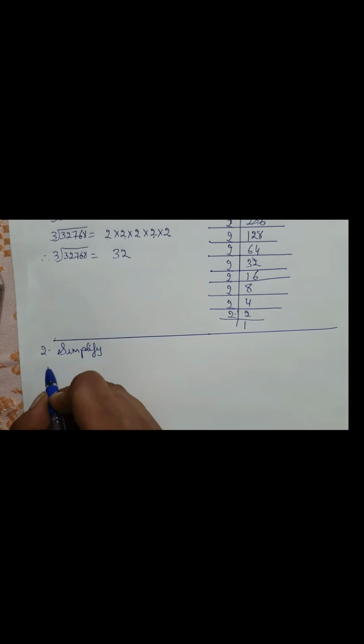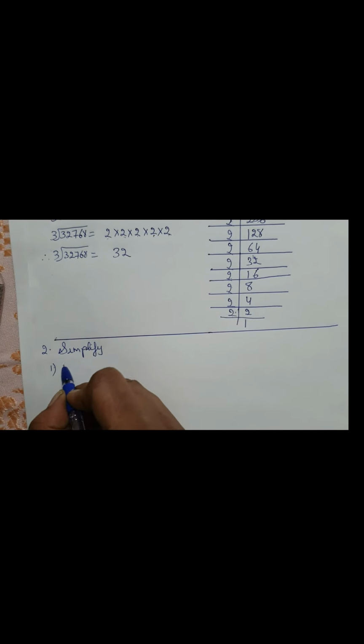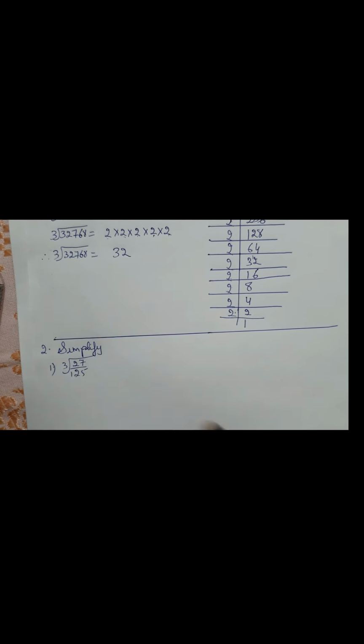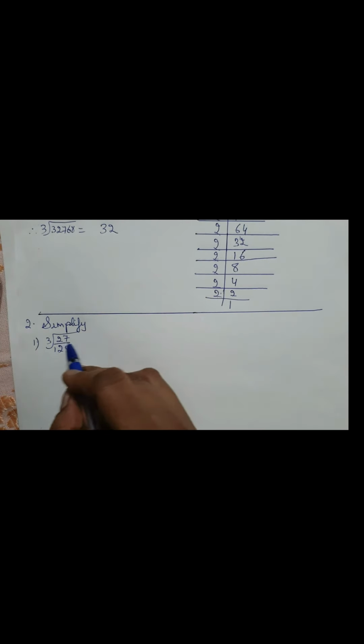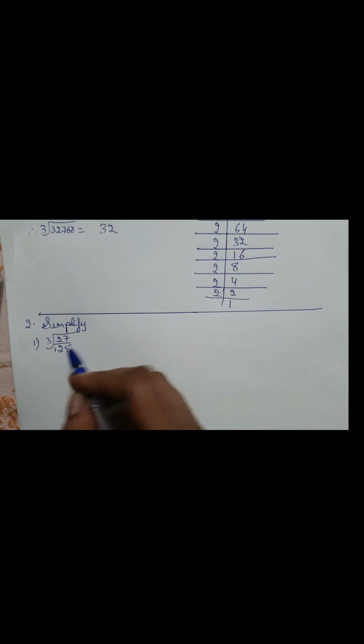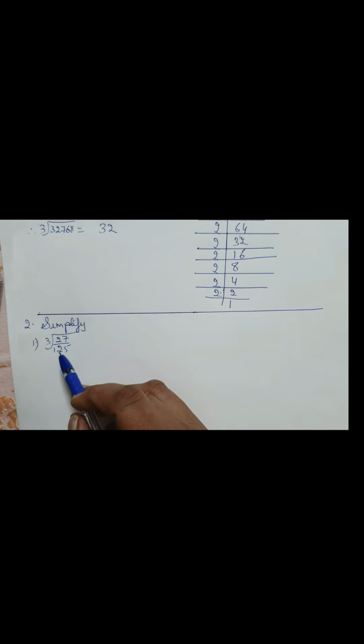Simplify. First sum is what, children? Cube root of 27 upon 125. Now we have to simplify this. First we have to remove the cube root. Now we have to simplify this: cube root of 27 upon 125.